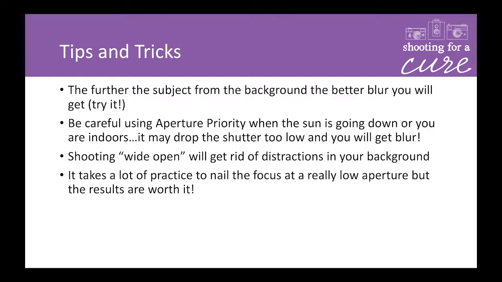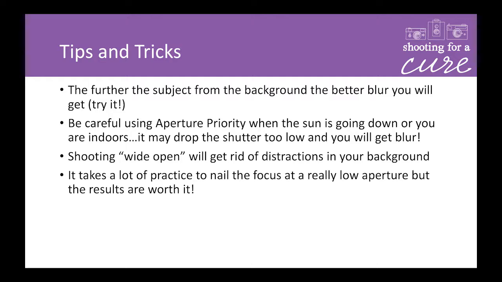And then, some tips and tricks. We pretty much talked about this, but the further the subject is from the background, the better blur you will get. So make sure you try that. Be careful using aperture priority when the sun's going down or you're indoors, because it's going to drop the shutter speed to let you get more light, which is going to end up giving you motion blur if you're not paying attention. Now, one way to combat that is to raise your ISO.